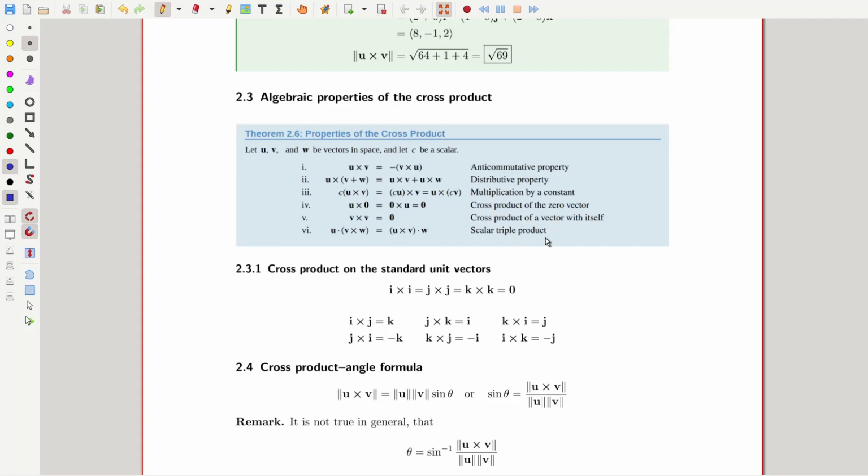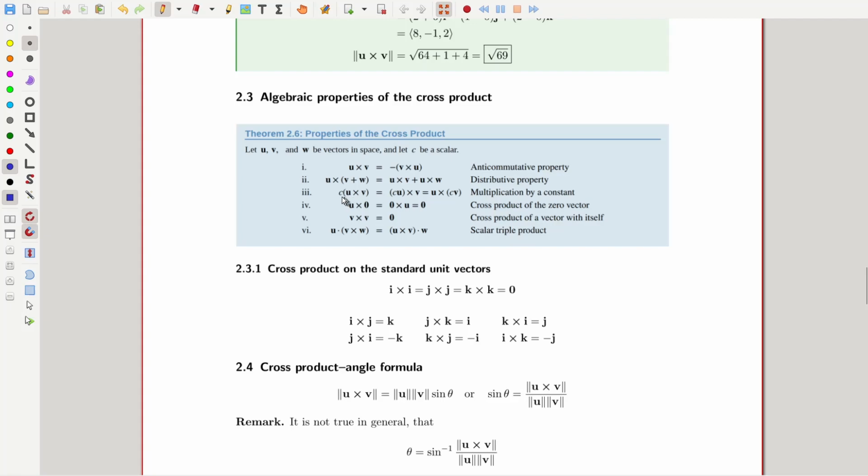Now for algebraic properties. The first property is very important. The cross product is anti-commutative, which means that if you swap the order of the arguments for the cross product, you end up introducing a negative. It flips the direction of your vector. Next property, it can be good to know, distributivity. The cross product distributes over vector addition. Next, scalar multiplication works like this.